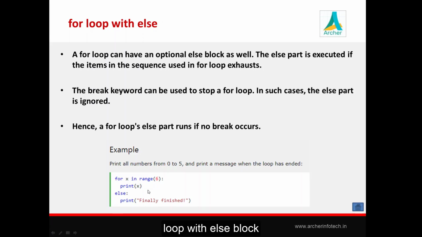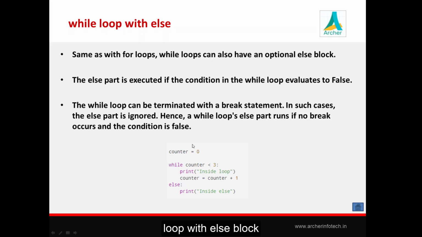And if your loop exhausts, like in the case of a for loop, if it follows the whole sequence from the starting to the ending value and comes out of the loop, then this else will work. In the case of a while loop, the else part is executed if the condition in the while loop evaluates to false. It means that if your loop breaks because of a break statement in between, then else will not work. And if your loop exhausts, it completes all iterations, then the else block will get executed.